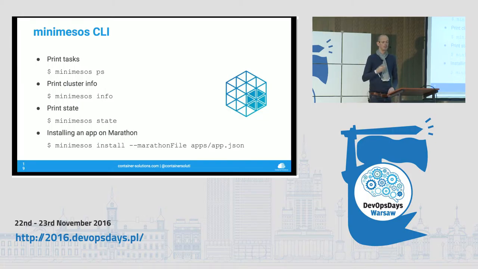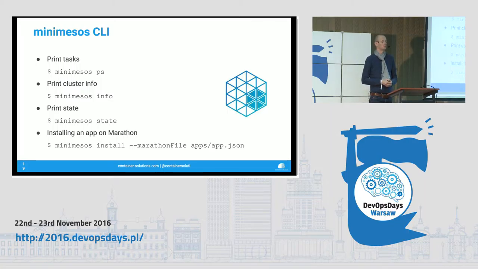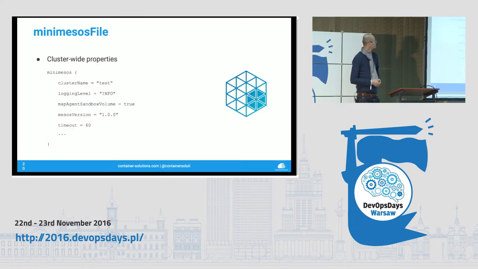We also have a few other CLI tools. You can do a PS to print all the running frameworks plus their tasks. For example, by default Marathon is installed, so you could see Marathon running plus some tasks that are run via Marathon. There's the info command, which prints all the IP addresses of all the endpoints, so it prints the master IP, zookeeper IP, and so on. And then we also have an install command, which allows you to quickly deploy tasks via Marathon. When you have a JSON file with the Marathon definition, you can run install and it will deploy it on mini Mesos.